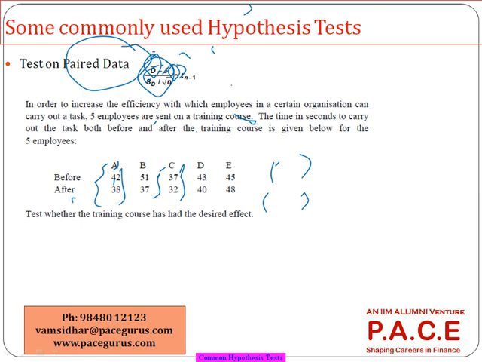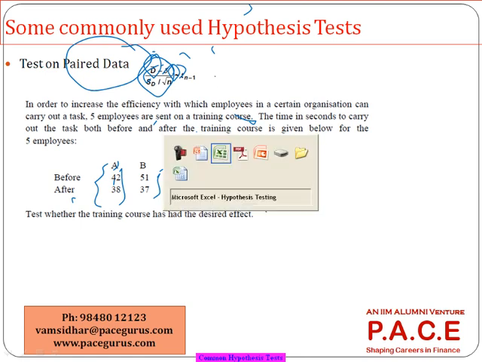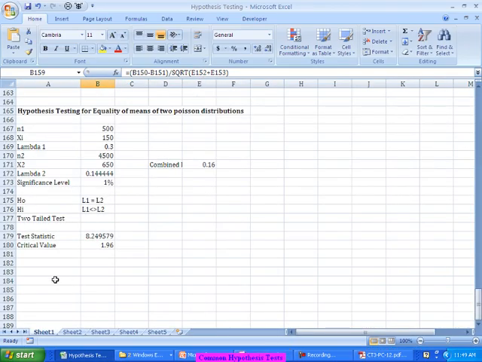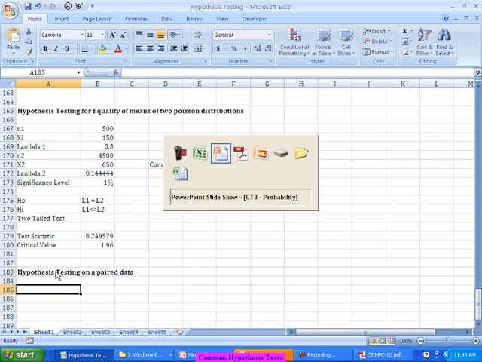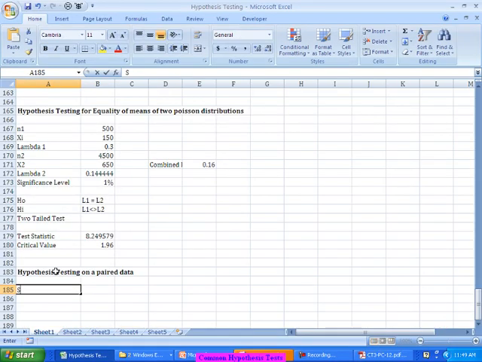Let's look at this scenario. If the question is more about before and after, let's look at this. So I'm talking about hypothesis testing on paired data. In this paired data, sample data is what I'm first looking at. Let me copy the sample data.